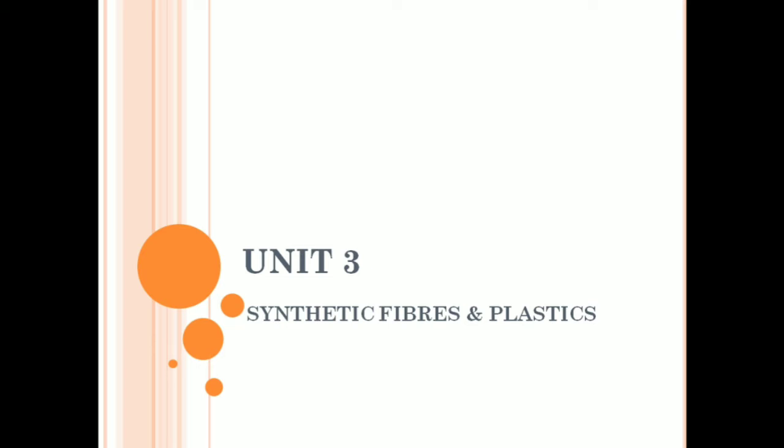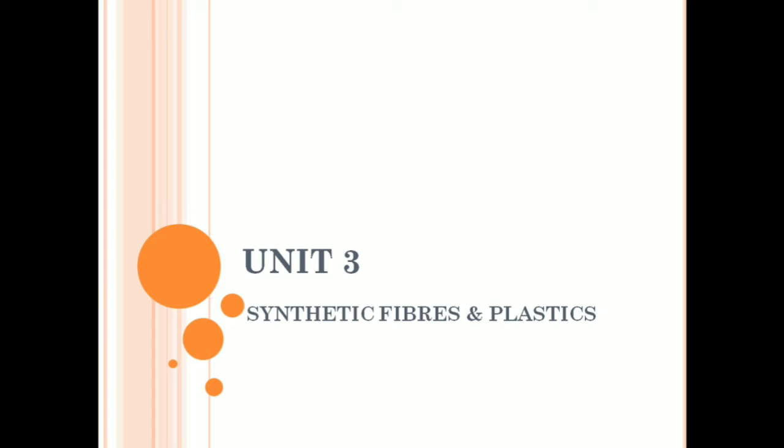So today we are going to start a new chapter, that is synthetic fibers and plastic. Standard 7, you must have studied a chapter whose name was Fiber to Fabric. Right? In that chapter, you have studied about what are fibers and different types of fibers. And you also must have studied how fibers are made into fabric. In that chapter you studied about natural fibers, but in this chapter, we are going to study about synthetic fibers and plastics.